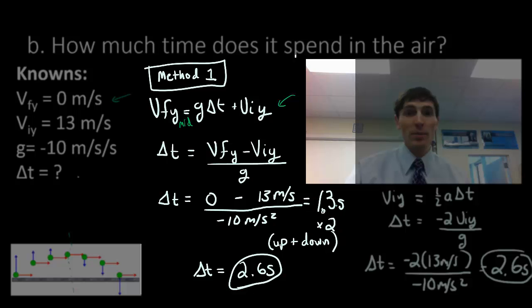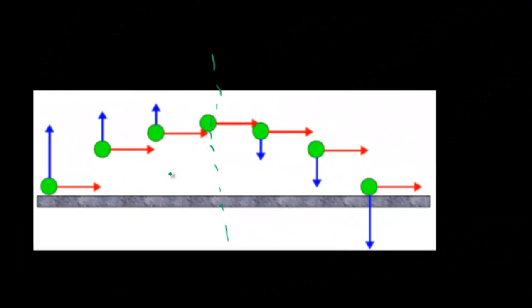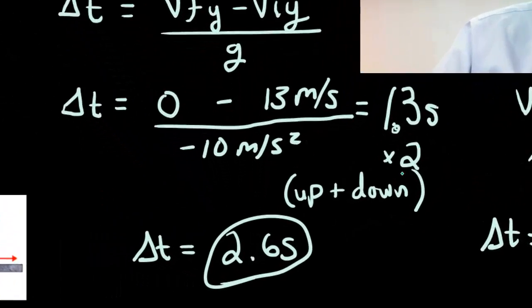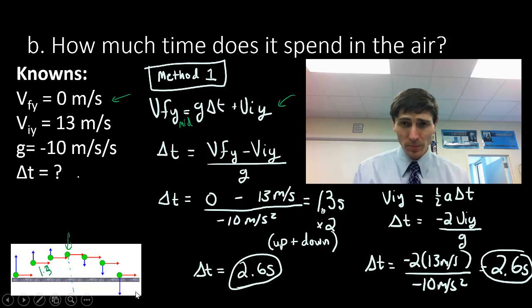When I do so, I'm going to find that it takes 1.3 seconds to change velocity to reach 0 meters per second at the tip top. So it took 1.3 seconds to get up to here. So all we have to do is just multiply that number by 2, because it's going up and down, and we're going to get our change in time was 2.6 seconds. It takes twice as long because it has to go back down again.